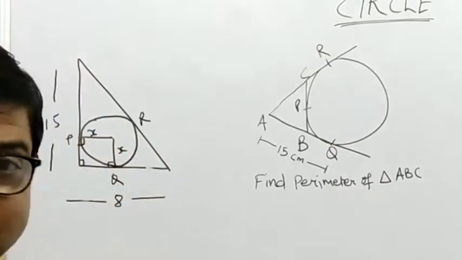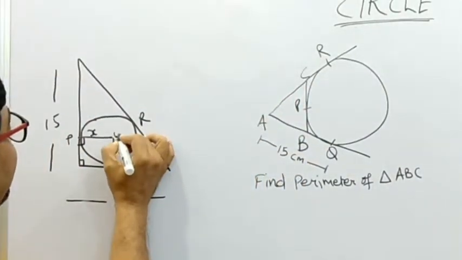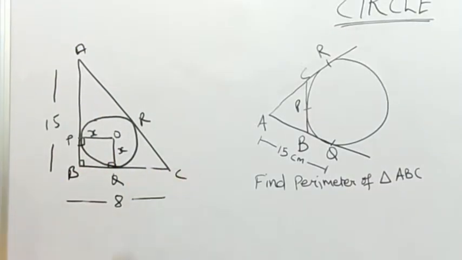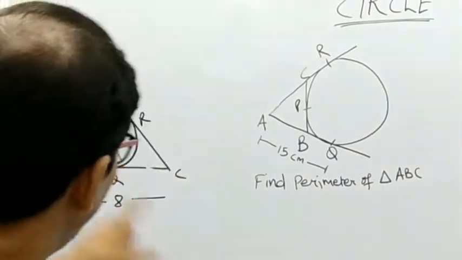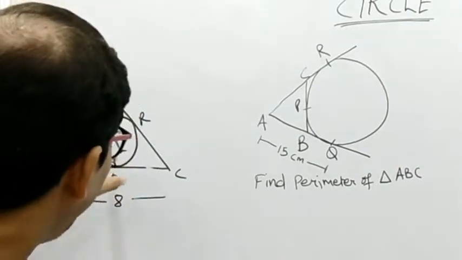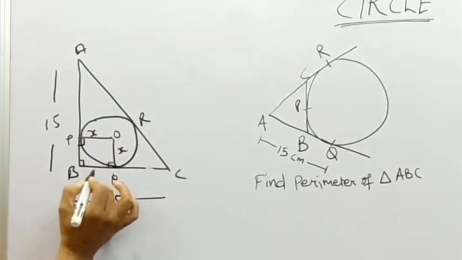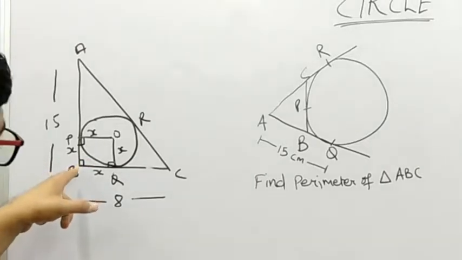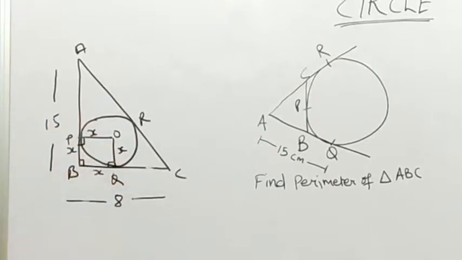And two adjacent sides are equal. So what figure is this? This figure is definitely a square; suppose I am naming it BPOQ. Why? All the four angles are 90 degrees and all the four sides are equal. If I have taken this as x, this will definitely be x and this will be x. Why? You know, the lengths of two tangents from the external point B to a circle are equal. So BQ will be equal to BP.